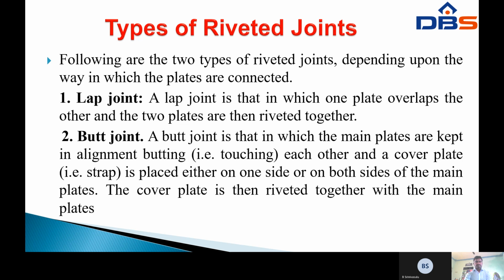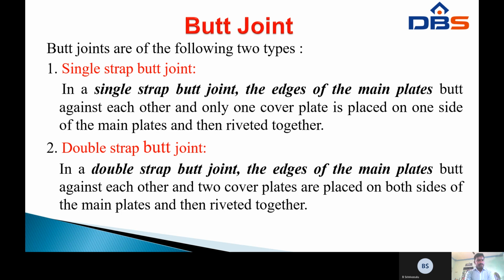Now, next, butt joint. The butt joints are of the following two types. First one, single strap butt joint. Next one, double strap butt joint. In a single strap butt joint, the edges of the main plates butt against each other, and only one cover plate is placed on one side of the main plates, and then riveted together.